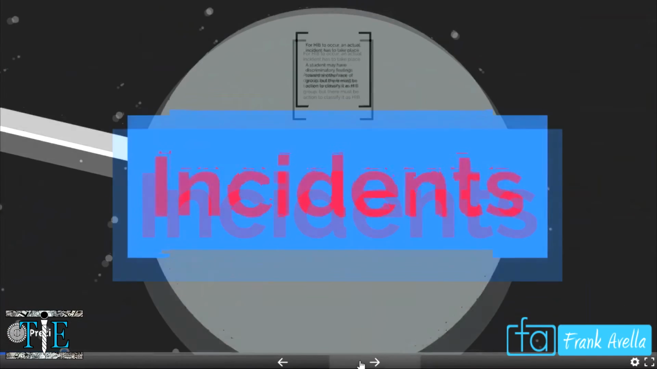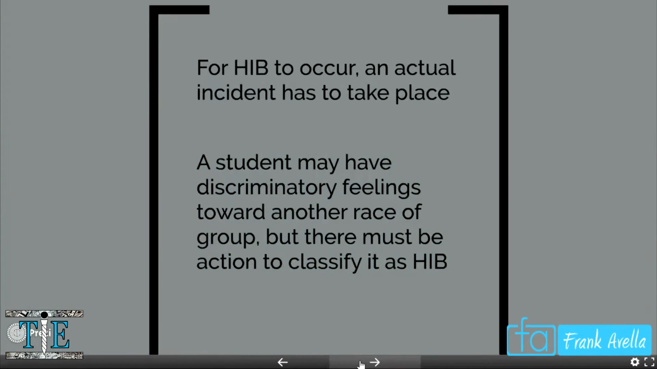Incidents. For HIB to occur, an actual incident has to take place. So if a student has discriminatory feelings about another race or another group, there still must be an action for it to be HIB. For example, if a student might say something like, "Oh, I think this gender or this sexuality is all evil," just because they think something doesn't make it HIB. They have to actually act on it and cause an incident.